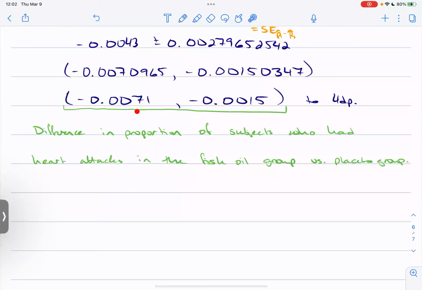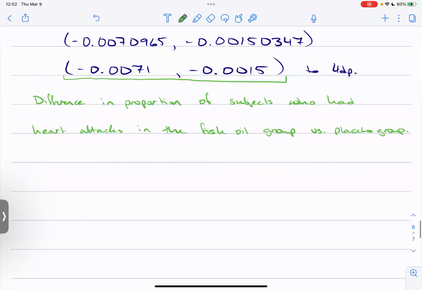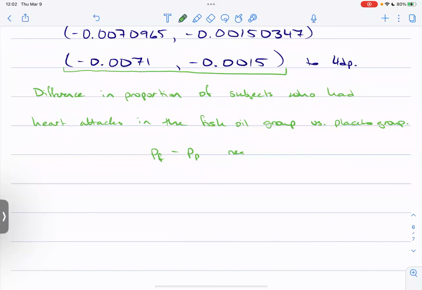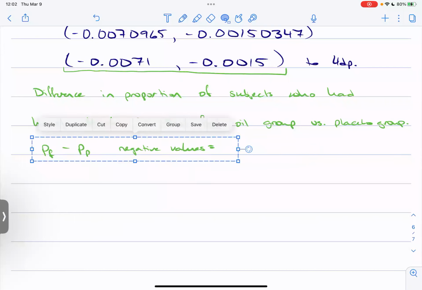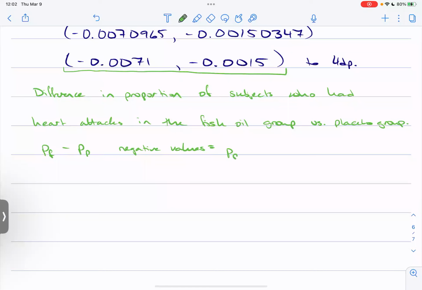This is where you need to remind yourself how you subtracted the groups, right? Because a negative is going to mean different things. So you had the fish oil group minus the placebo group. So a negative right here, you've got a consistent negative value. What that means is the placebo group is consistently higher than the fish oil group, right? Because it's negative. So negative values mean that the placebo group is greater than the fish oil group.